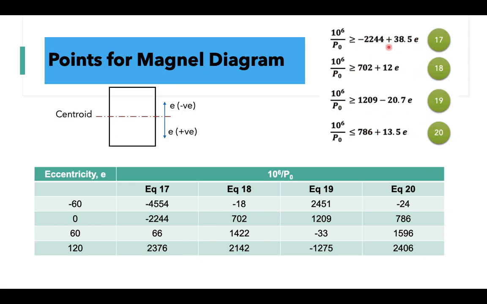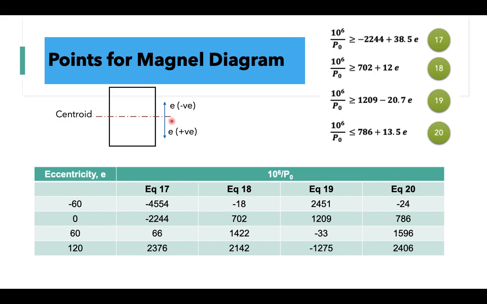So we have E, and also we have this 10 to the power of 6 over P naught, right? So what we are going to do here is calculate using some values of eccentricity. As for this example, since we are dealing with a rectangular section, the centroid sits right in the middle of our section, right?